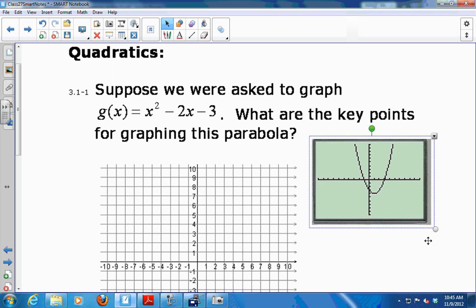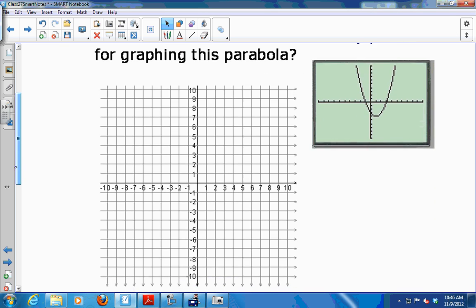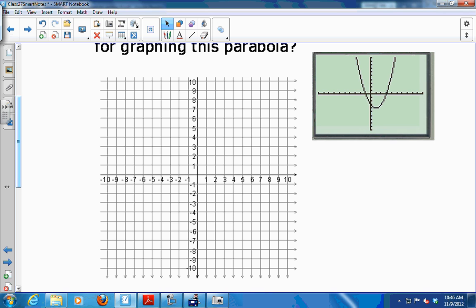So what are some key points? If I was going to copy that graph onto the grid that I was given, what are some key points that I would want to make sure I got right? Yeah, Teddy? When x is 0, so that's the y-intercept. So it looks like I have a y-intercept at about -3. When y is 0, my two x-intercepts look like they're at -1 and 3.